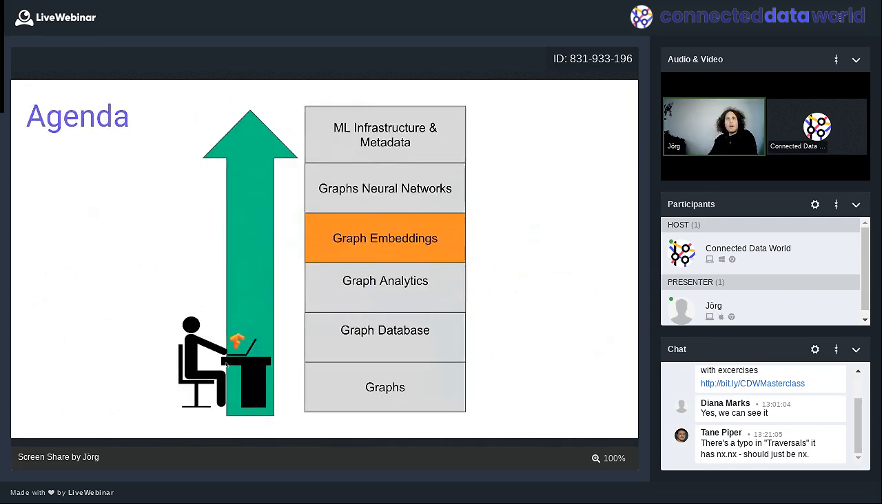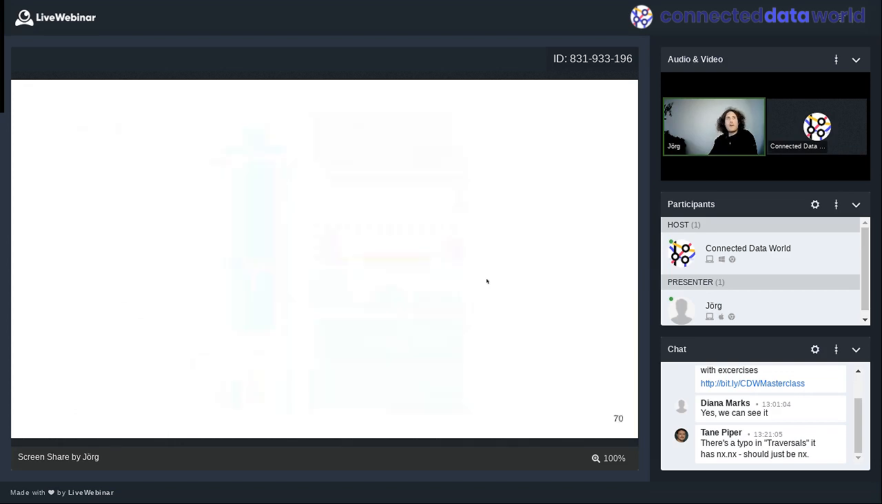Okay, with that, we can leave the realm of graph analytics and go more in the direction of graph machine learning, starting with graph embedding or graph representation learning.